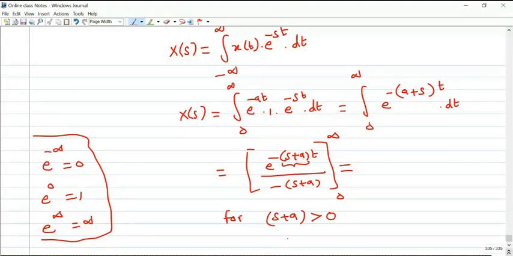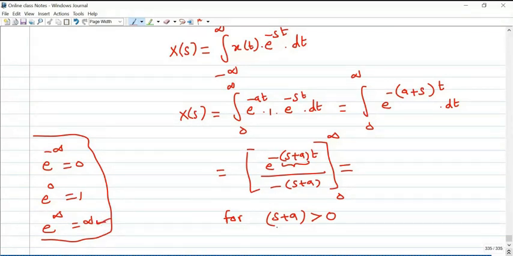Suppose s plus a is less than 0, meaning s plus a term is negative. So with this negative value, minus into minus is plus, so e power plus t. So at that time, if you substitute t equal to infinite, you will get e power infinite. The result is infinite.